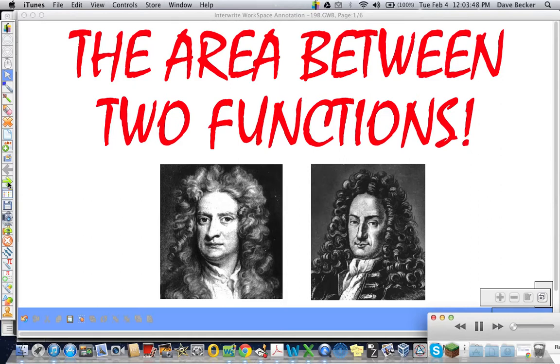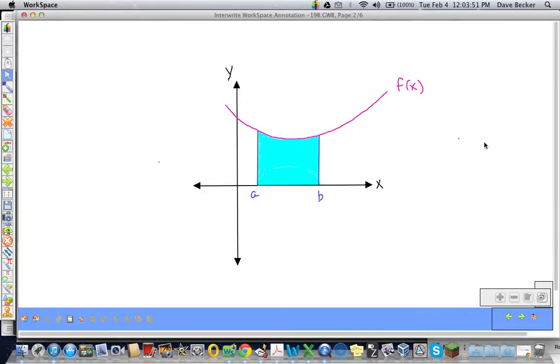Let's find the area between two functions. Here we only have one function, just to start us off. We have the function y equals f of x, do we not? We do. And let's say we wanted to find the area under the curve bounded by a, b, and the x-axis. We already know that would be the integral from a to b of f of x dx. But what we haven't ever really thought about is that the x-axis also has equation y equals 0.